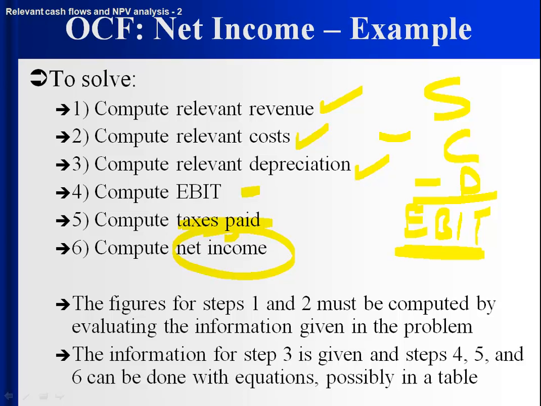And basically, we're going to figure out what relevant revenue should be and what relevant cost should be. We're given relevant depreciation, and then after that we just do some subtraction, some multiplication, and everything follows from there. So what is the relevant amount of revenue?